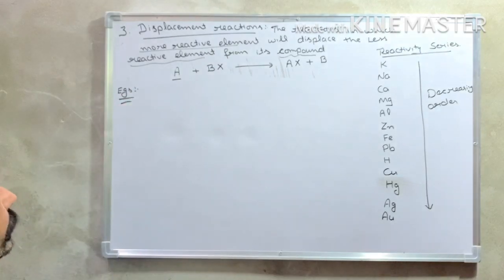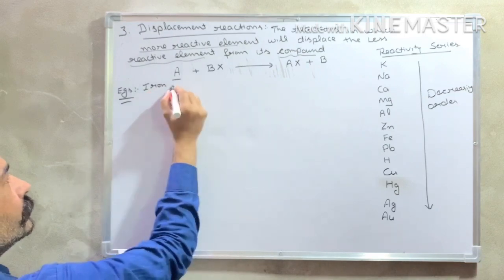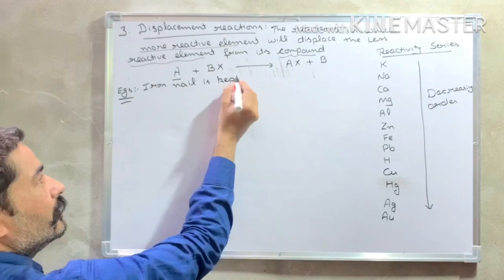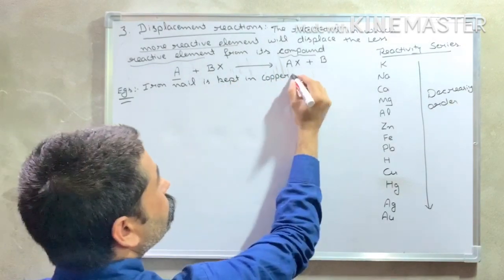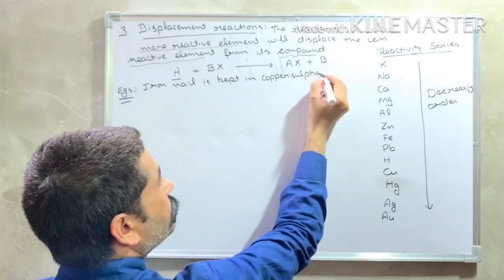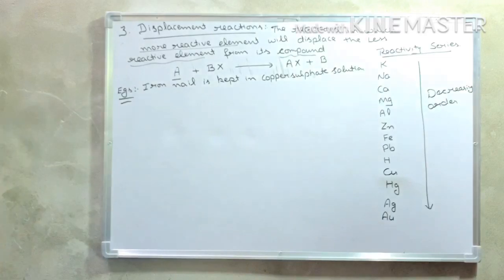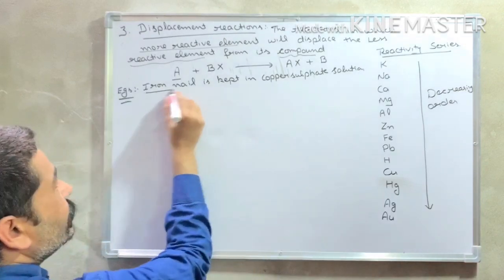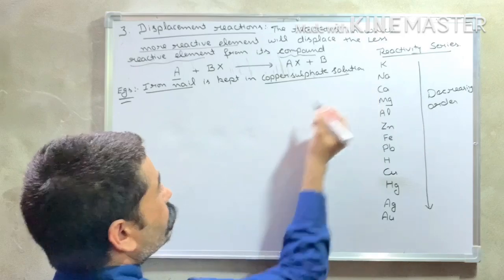One very important activity is when an iron nail is kept in copper sulfate solution. This is a very important activity in your book. So what do you have to do? Take an iron nail and put it in the copper sulfate solution.